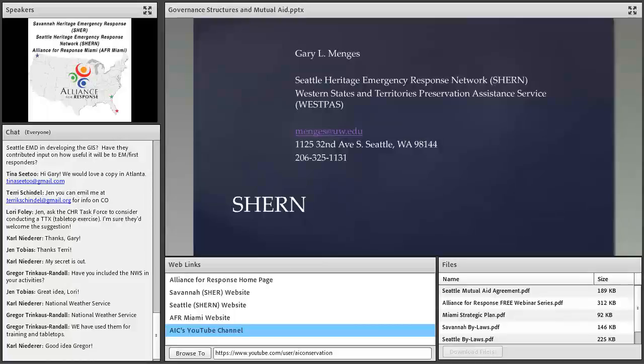Wonderful. Okay, great. Well, we're going to go ahead then and turn things over to our team based in Miami. Steve Detwiler of Miami-Dade County Emergency Management, and Kim Bergen, who is at the Wilsonian. They are co-chairs of the Alliance for Response Miami Network. So, you guys ready? You want to go ahead and take it away?